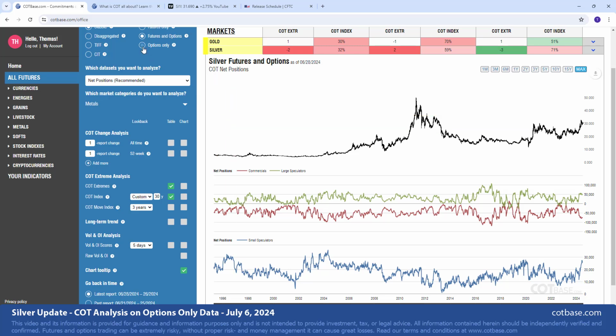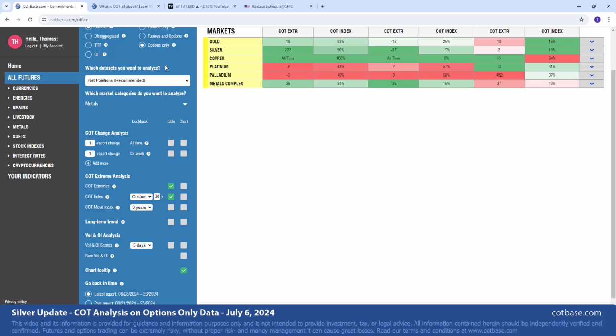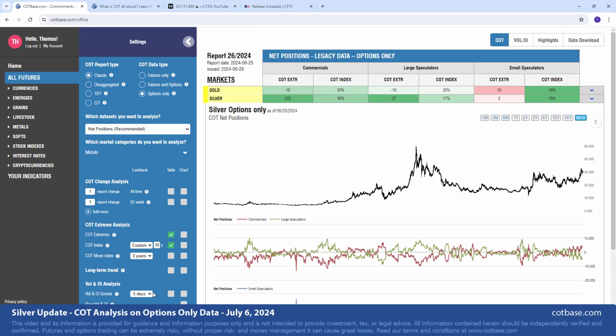But if we switch over to options only, then you will see a very different story. I added the COT Index to the table. I took out COT change analysis. It's something more inclined to shorter term analysis. So we look at week to week changes in traders' positions, and that can be very helpful in the short run. But I'm interested in the long term picture. I added the COT index to the column. We have the COT extreme, of course.